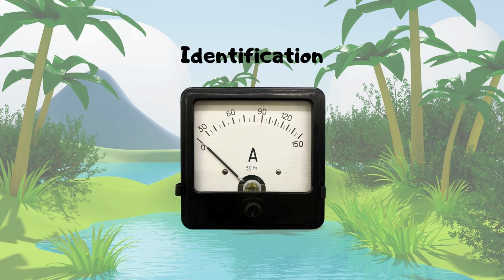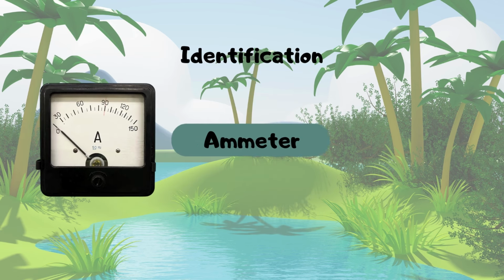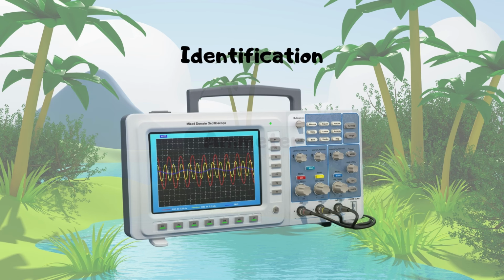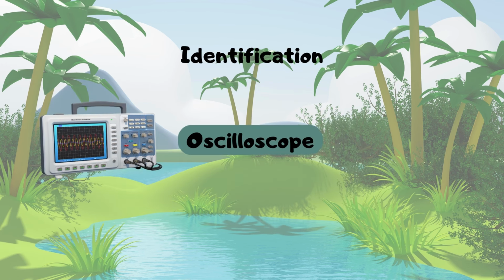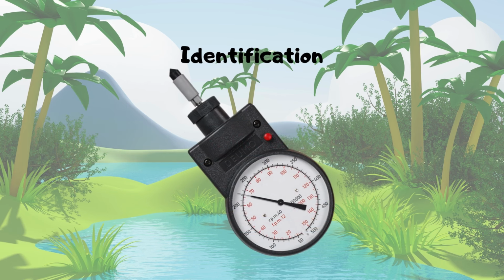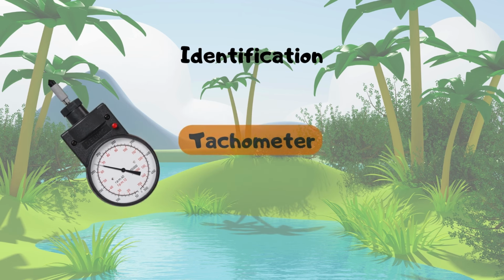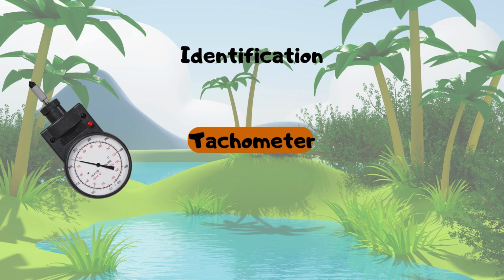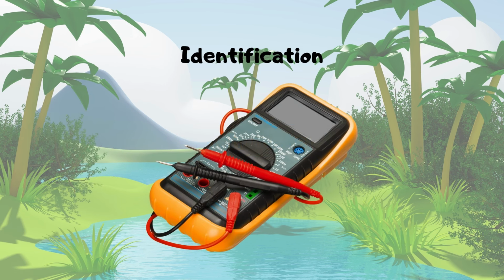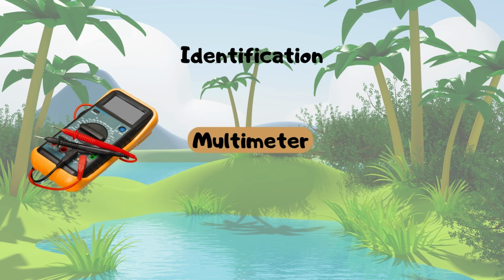Number 1. Very good, ammeter is correct. Number 2. Very good, oscilloscope is correct. Number 3. Very good, tachometer is correct. Number 4. Very good, multimeter is correct.